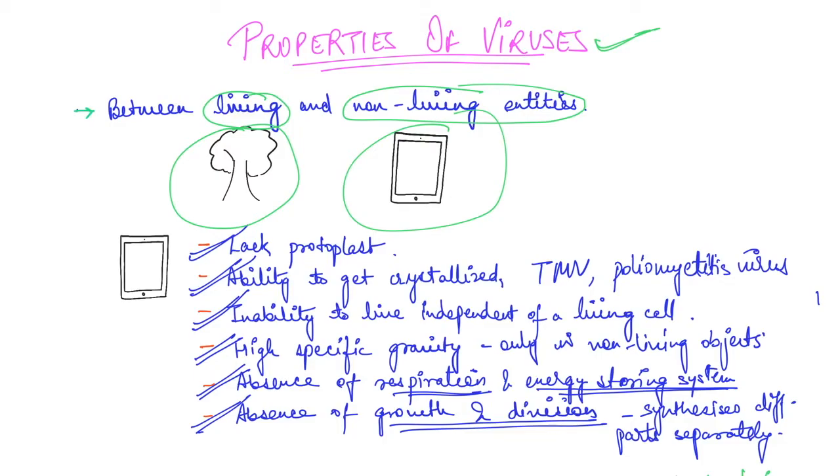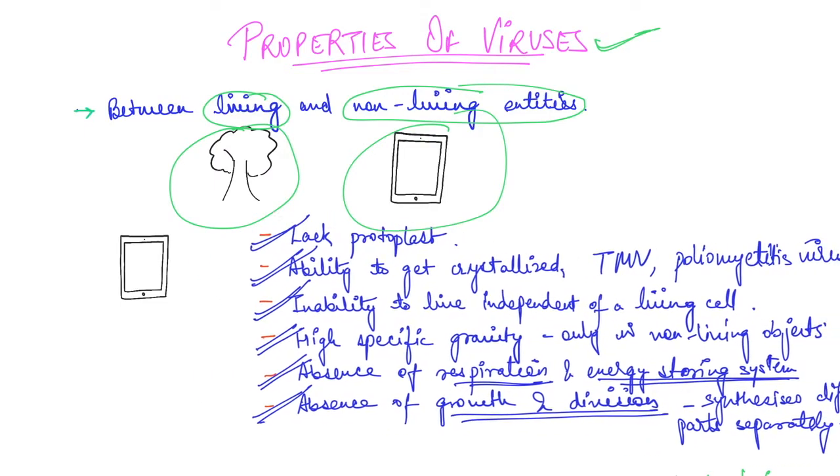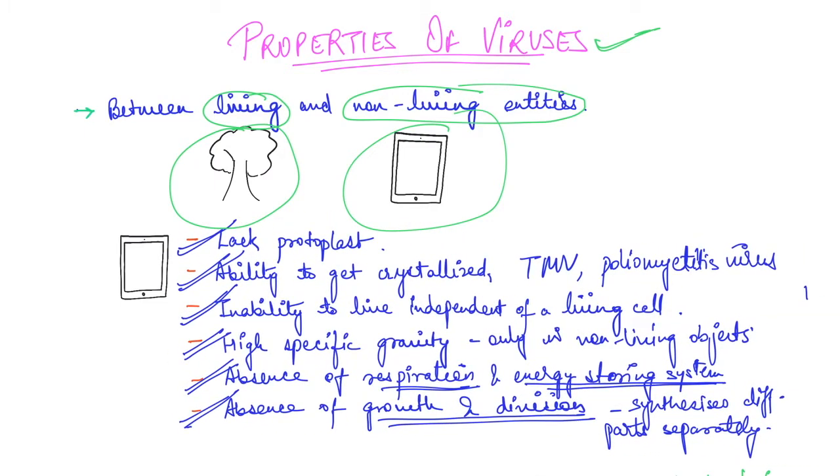It has high specific gravity, absence of respiration and energy storing system, then absence of growth and division. So different parts are synthesized separately, but they cannot grow and divide altogether without a host. They cannot divide without a host. They need a living cell to divide, multiply and grow. Okay, so these are some of the properties of a non-living entity.